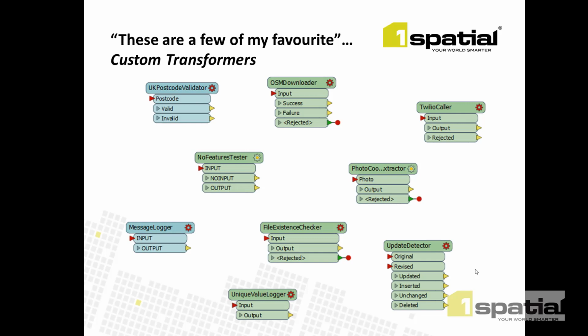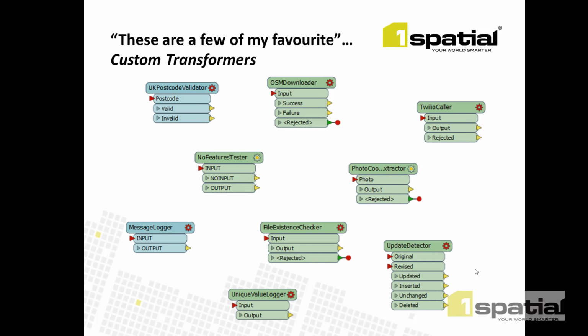The photo coordinate extractor is interesting because it allows you to get into the EXIF metadata stored inside a photograph that you've taken with a smartphone or a GPS enabled device, and you can get the latitude and longitude information out of the EXIF information, the metadata.